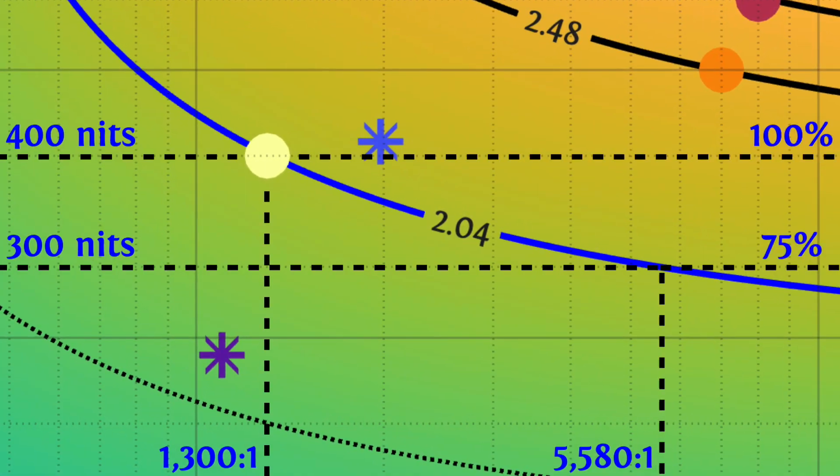This model also allows us to discuss trade-offs in display design. At 2.04 JODs, we can either have a display with 400 nits and 1300 to 1 contrast, or one with 300 nits and 5580 to 1 contrast.